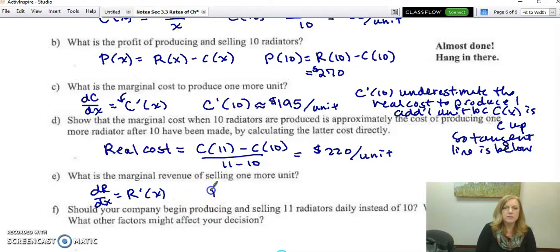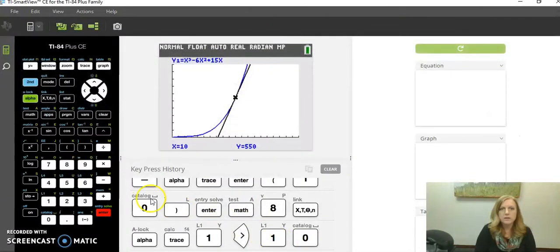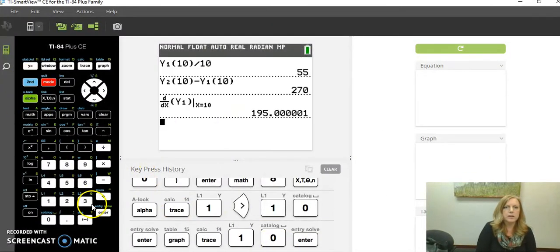So using our calculator, we calculate R prime of 10. Let's go over here. Go back to my home screen. So I need the revenue. That was in Y2. And so my revenue, I forget what I was doing. Oh, that was my actual cost. Oh, you know what? Hold that thought for just a second. Let me pause. I confused myself. That was my profit up there.